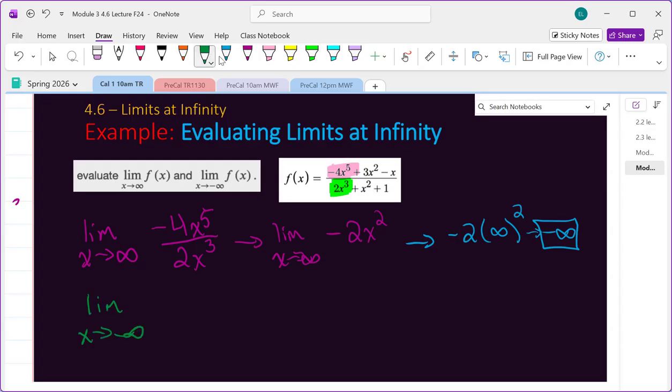Now, when I look at negative infinity, I'm still looking at that same negative 2x squared. So I have negative 2 times negative infinity squared. Negative infinity squared will be positive infinity, so I'll have negative 2 times infinity, but the negative 2 is going to make this go to negative infinity as well.